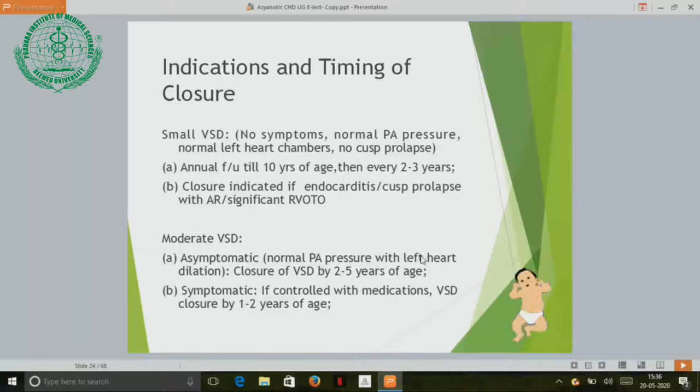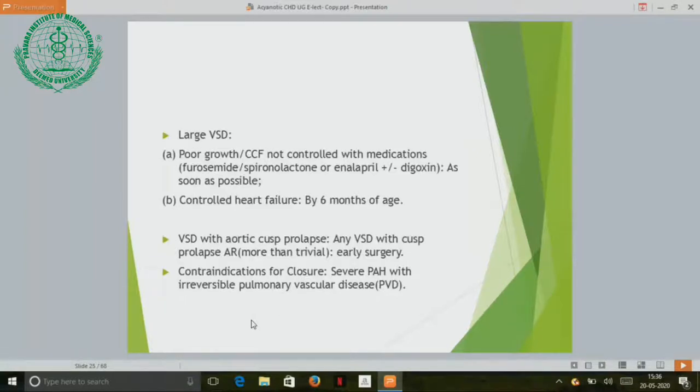Moderate VSD, we have to close definitely. If they are asymptomatic, we close by 2 to 5 years of age; if they are having symptoms, then around 1 to 2 years of age. Large VSDs, definitely we have to close as early as possible. If a large VSD is diagnosed and the congestive heart failure is not controlled with medication, we have to close as early as possible.